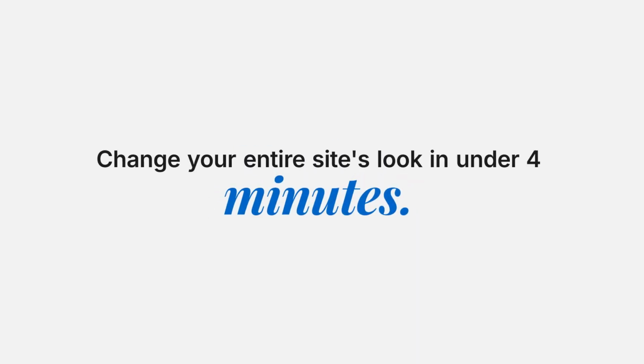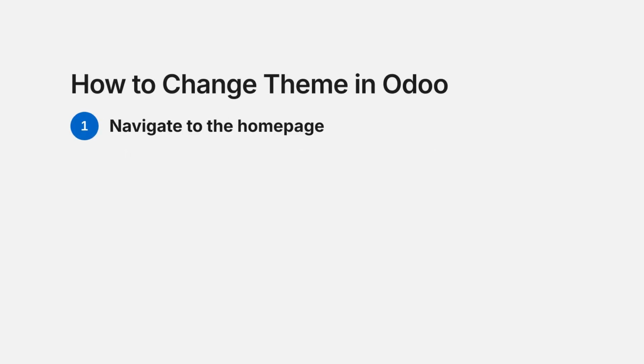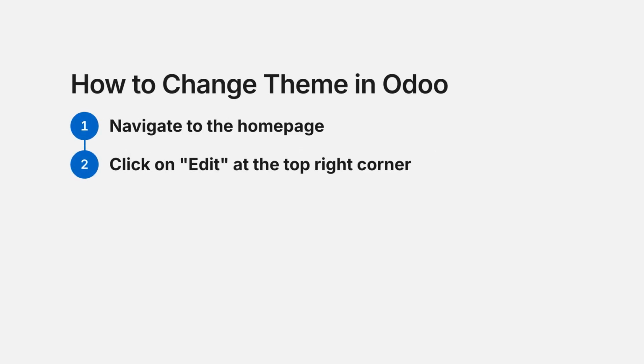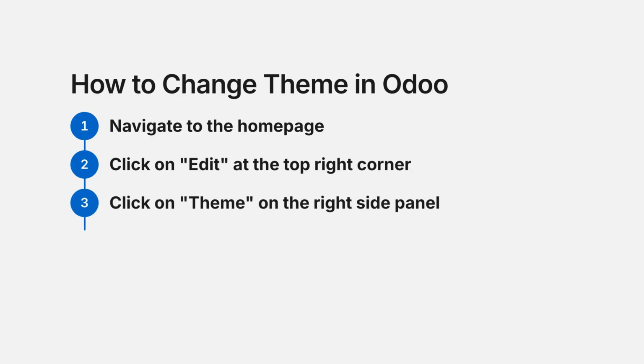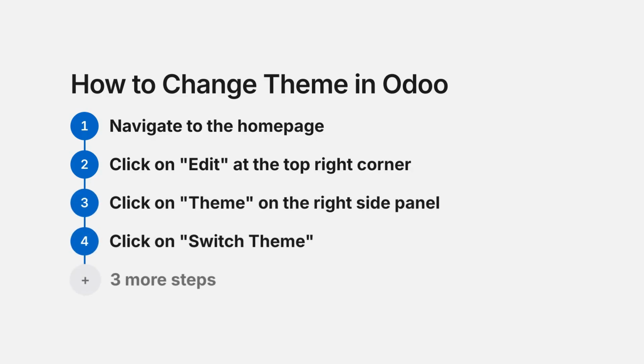Struggling to find Odoo's theme switcher? Change your entire site's look in under 4 minutes. First, we'll enter edit mode to reveal the theme panel. Then we'll pick and apply a new theme, and Odoo will update your site automatically.